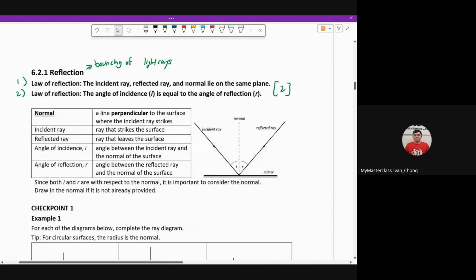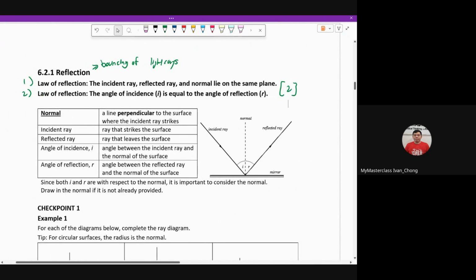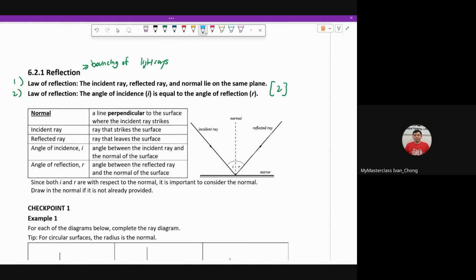Okay, so for the first law itself, the incident ray, reflected ray. Now, your incident ray is this ray over here. You can just imagine the word incident just means incoming. So it's the one that is approaching the surface. So incoming ray is what we call your incident ray. So remember I and I, incident ray. Then after that, it will be reflected after it hits the surface. And this is what we call your reflected ray or your outgoing ray. Okay, normally we just call it incident ray and reflected ray.